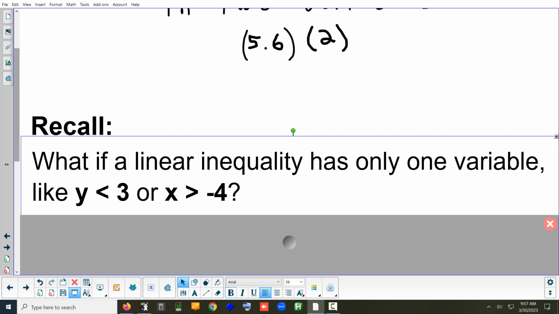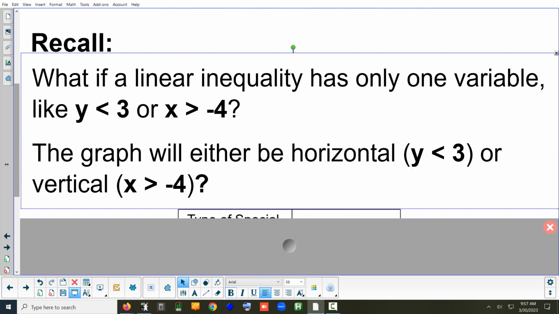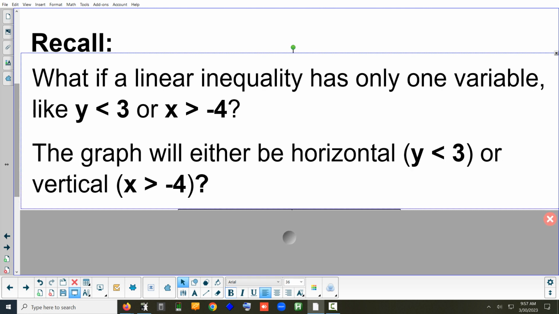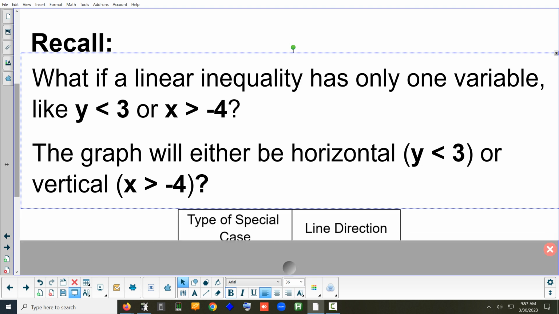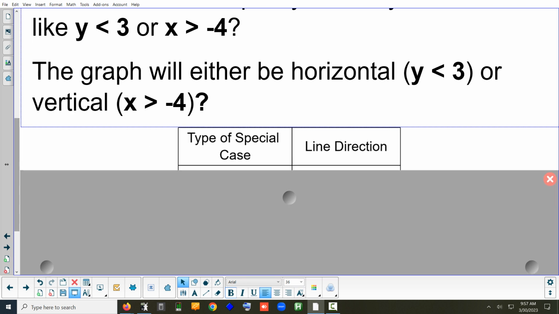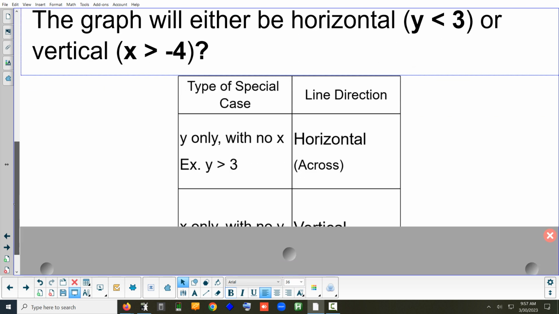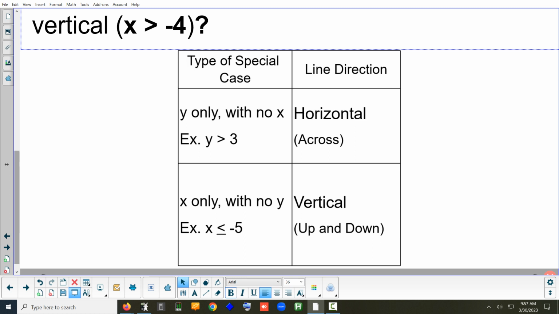And what if you only have an x? What kind of line do you end up drawing? Vertical. So in the case of y, it's horizontal. And in the case of vertical, that's when you just have the x. Okay. Did you guys, on your guided notes yesterday, I think we already did it, but did you have a chance to fill in the chart for special cases?